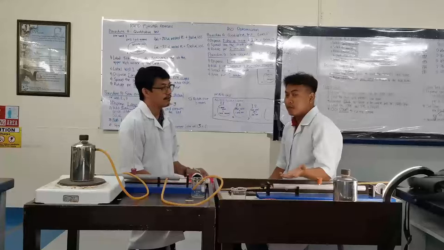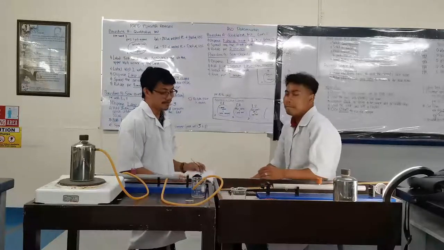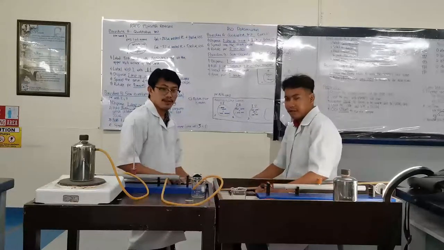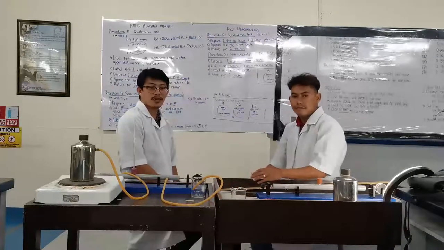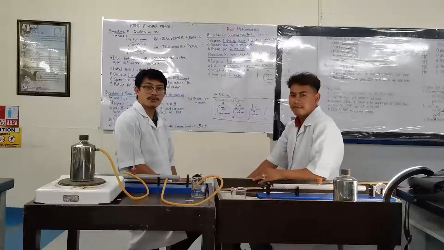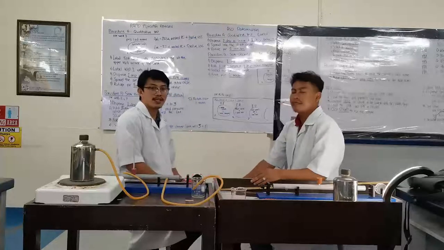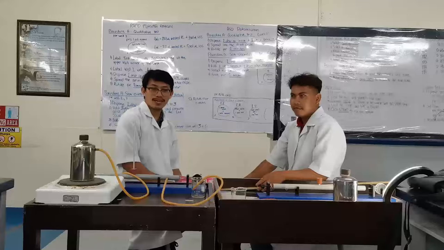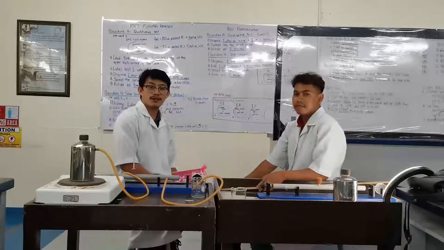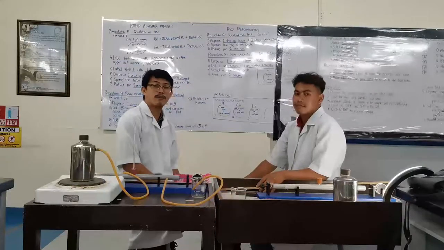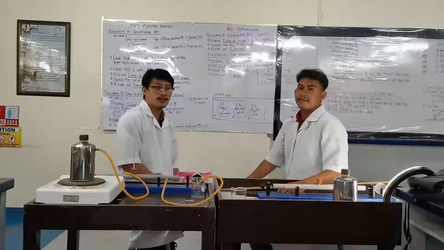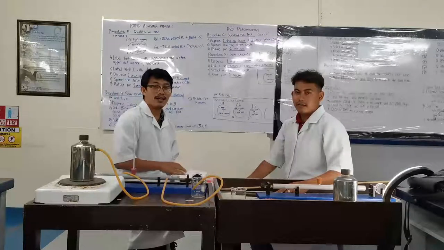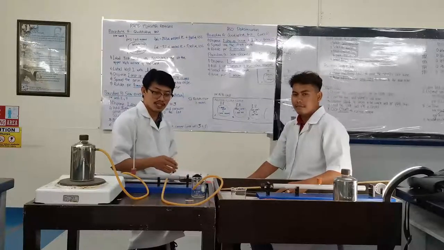By the way, we'll post our solution para makita. Okay, so based on the data obtained from the experiment, you can calculate the coefficient of linear expansion. Na-calculate naman natin yung coefficient of linear expansion of the metal. Now, since the coefficient is an intrinsic property of a metal, ibig sabihin, every metal, meron silang specific na coefficient. So we can use the coefficient to identify the type of metal that we used in the experiment.